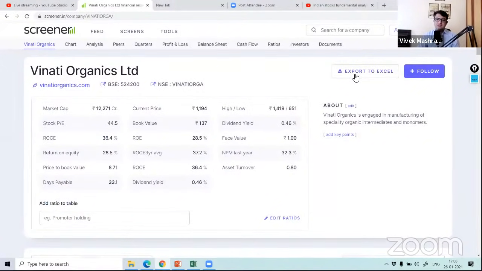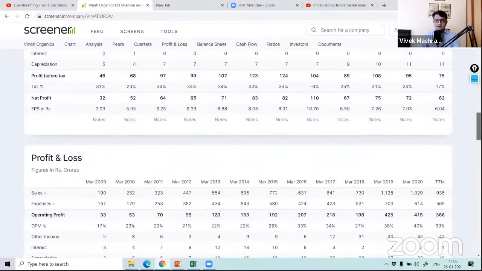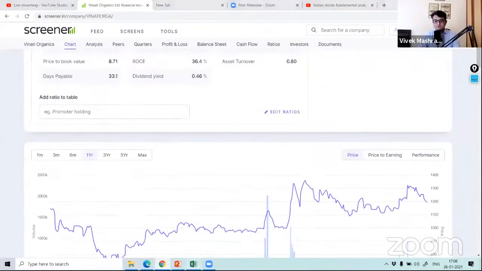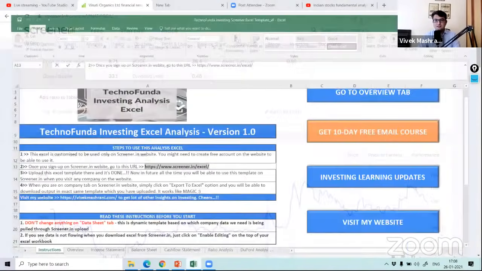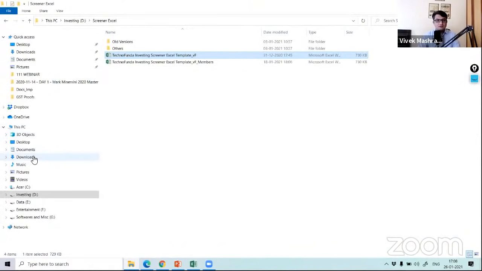You'll see the button called export to Excel, and you should click on this button, and that's it. Once you click on this button, all the data in this entire Excel template over here, and some of the backend data, will start flowing into your Excel. So let's see, once it opens, we'll go to it. Let me see where it has gone. Let me stop sharing and see if you have any questions so far.